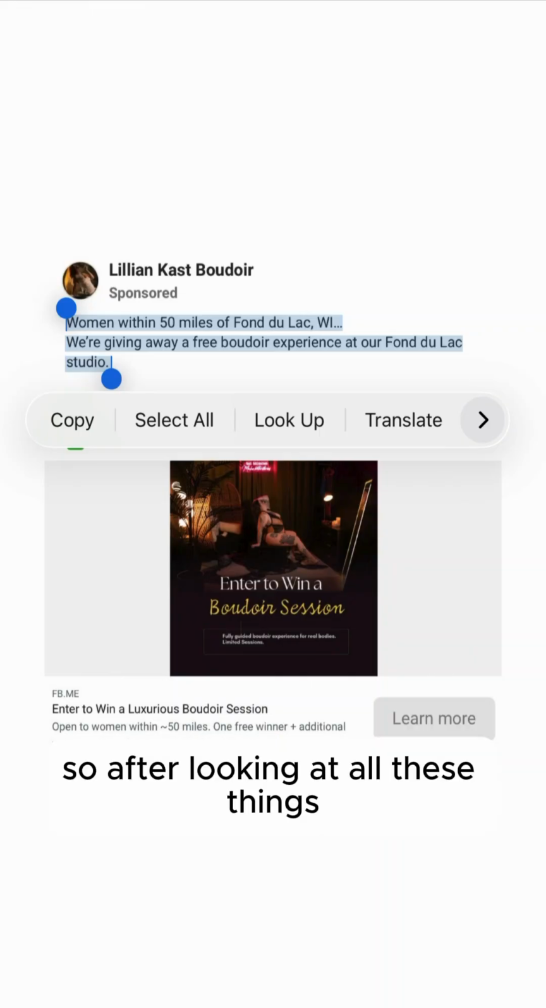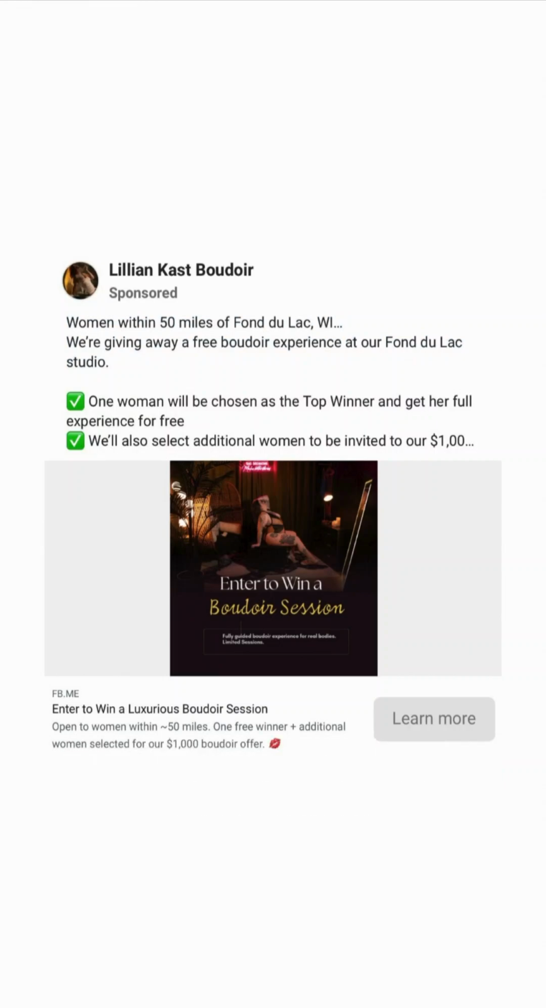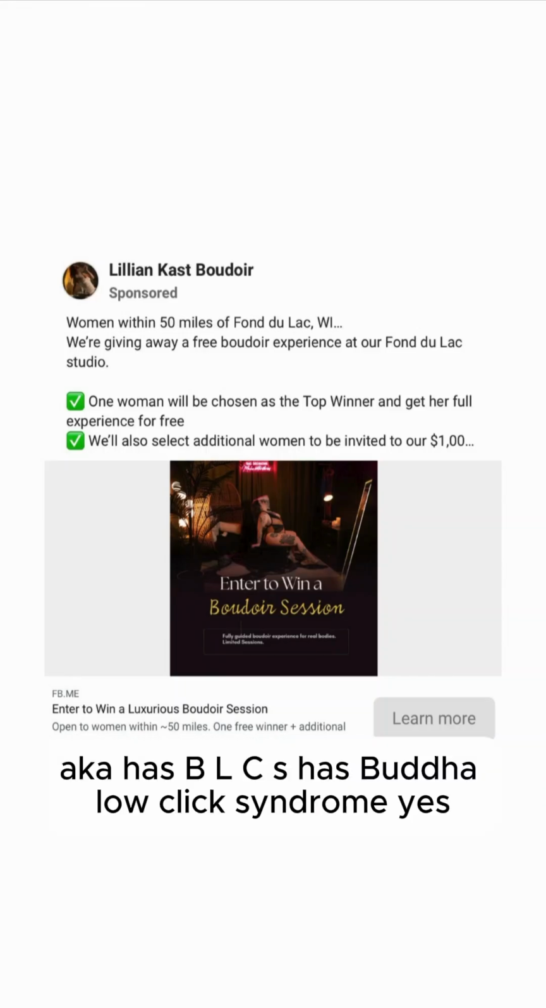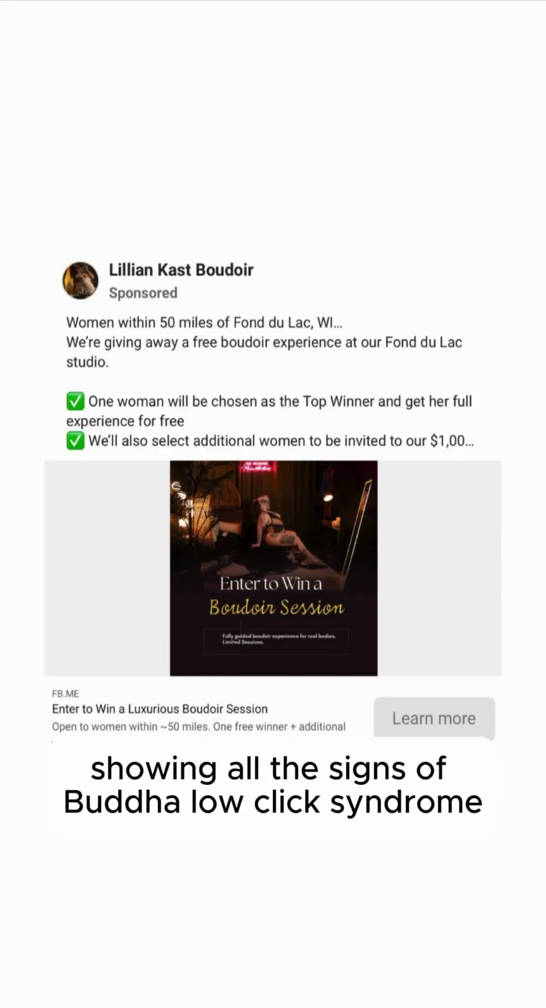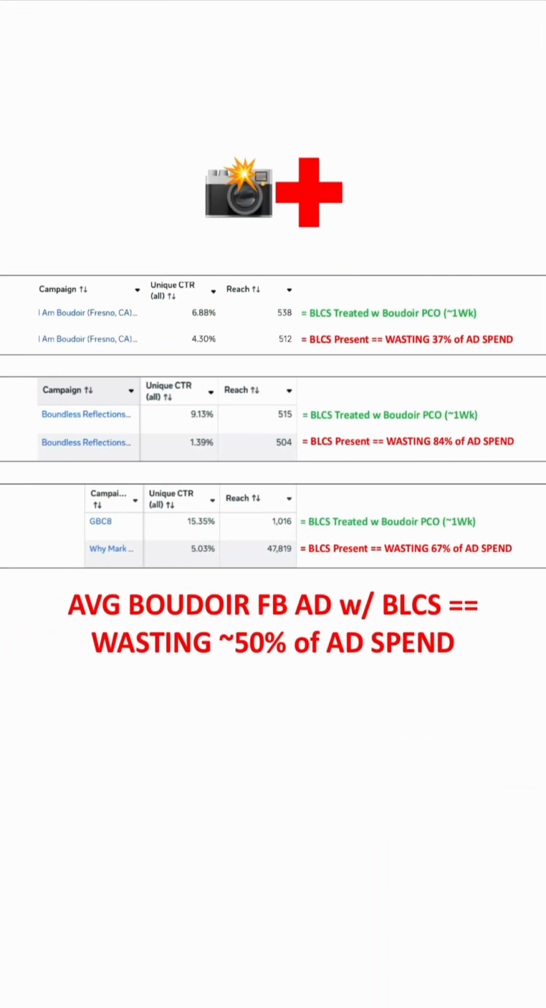So after looking at all these things, I believe this boudoir Facebook ad has a unique CTR under 6%, aka has BLCS, has boudoir low click syndrome. Yes, I do. I believe this is showing all the signs of boudoir low click syndrome.